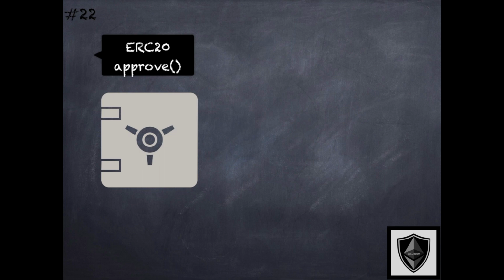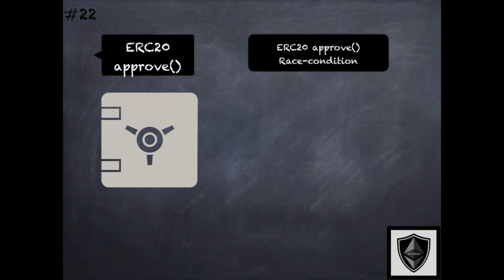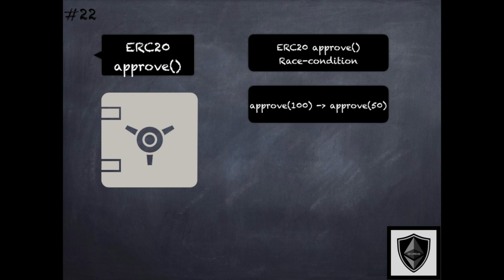Recall that the ERC20 token standard has the notion of an owner of certain balance of those tokens, and there's also the notion of a spender, which is a different address that the owner of tokens can approve for a certain allowance amount, which the spender is then allowed to transfer. And this approval mechanism is susceptible to a race condition. So let's take an example to see how that works.